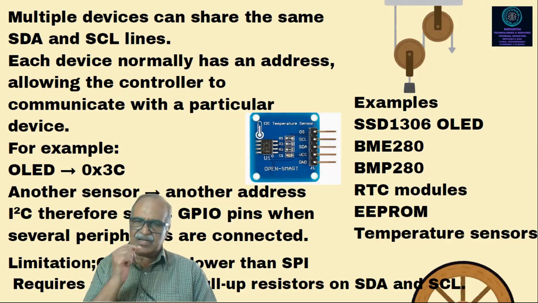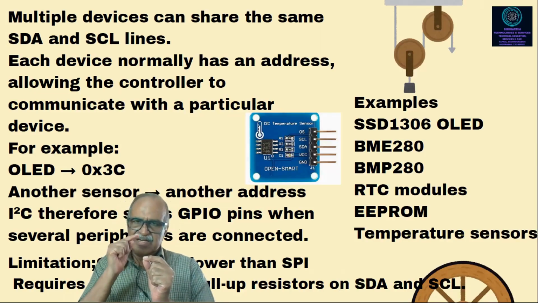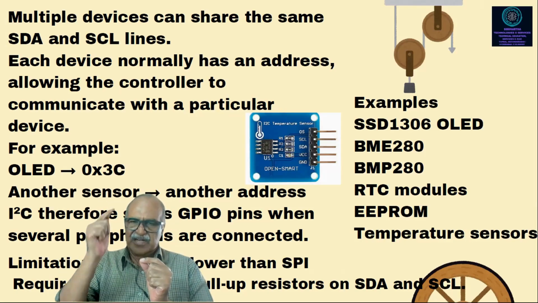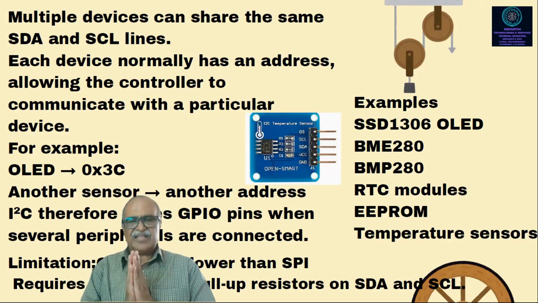What do you mean by pull-up resistor? From the supply to the data pin, if signals are there, from there to supply, there will be a resistor. That is what we call a pull-up resistor. It can be 4K, 4.7K, 10K. That is why we say it requires a pull-up resistor.